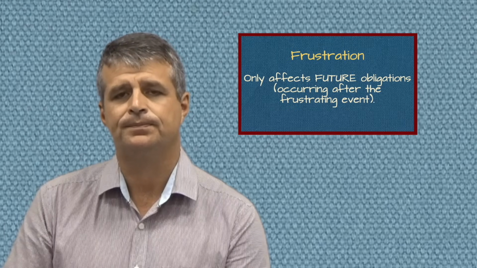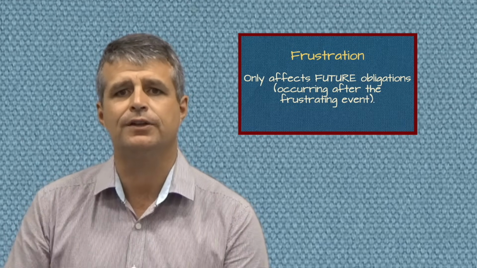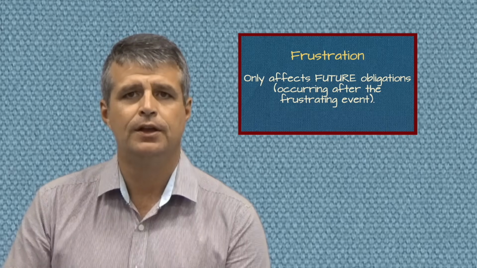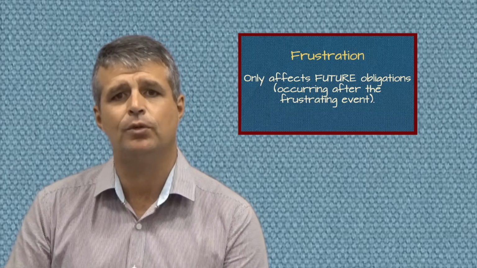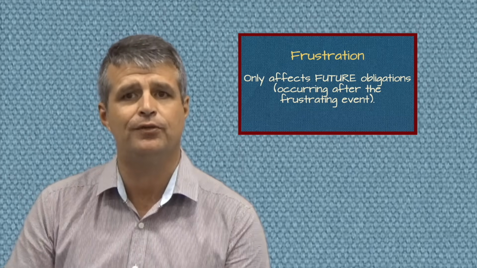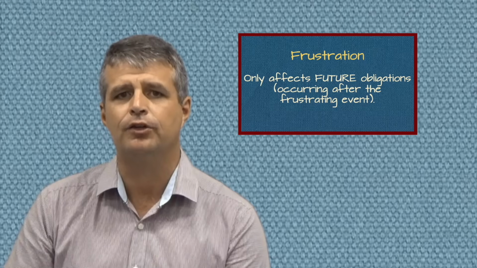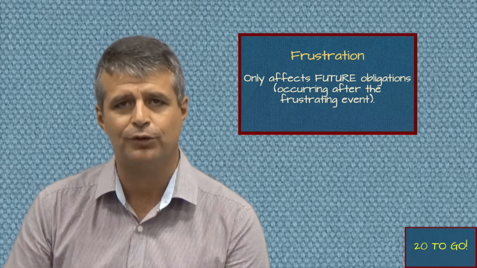Second, frustration only affects future obligations under the contract. Any obligations which fell due before the frustrating event are still enforceable. So if we think about Morgan and Manser, if the contract had been for 10 performances and he received his call up to join the army after the 3rd performance, well, both parties' obligations in relation to those first 3 would be enforceable.